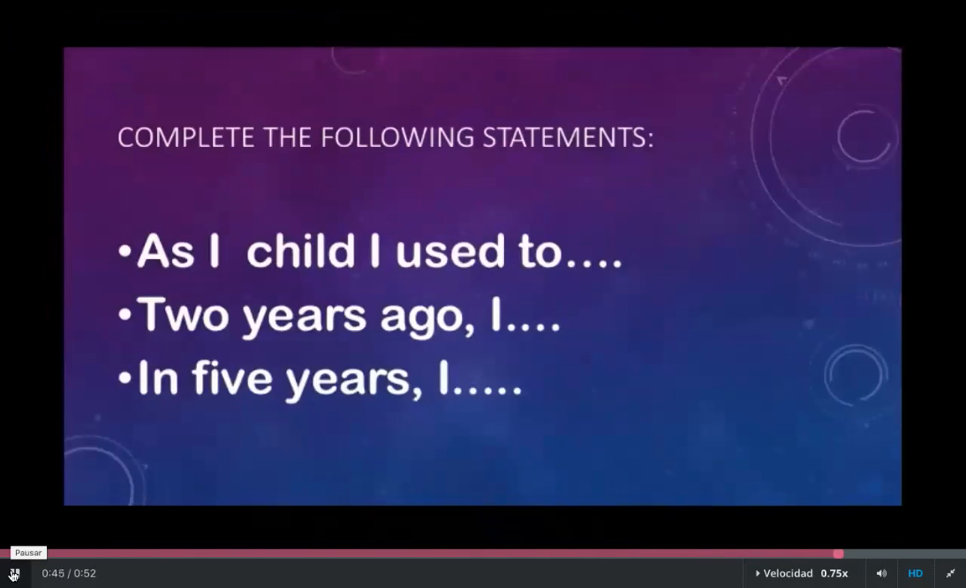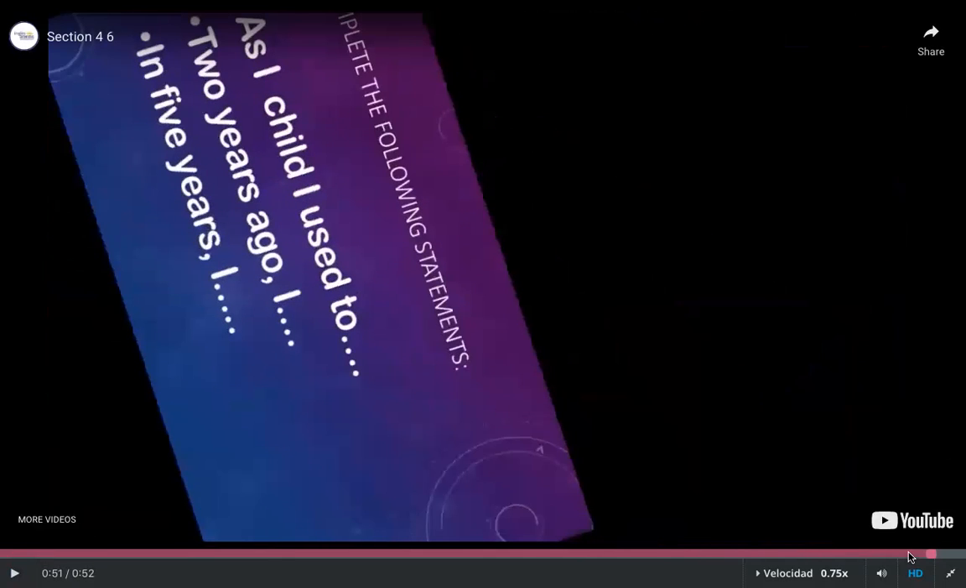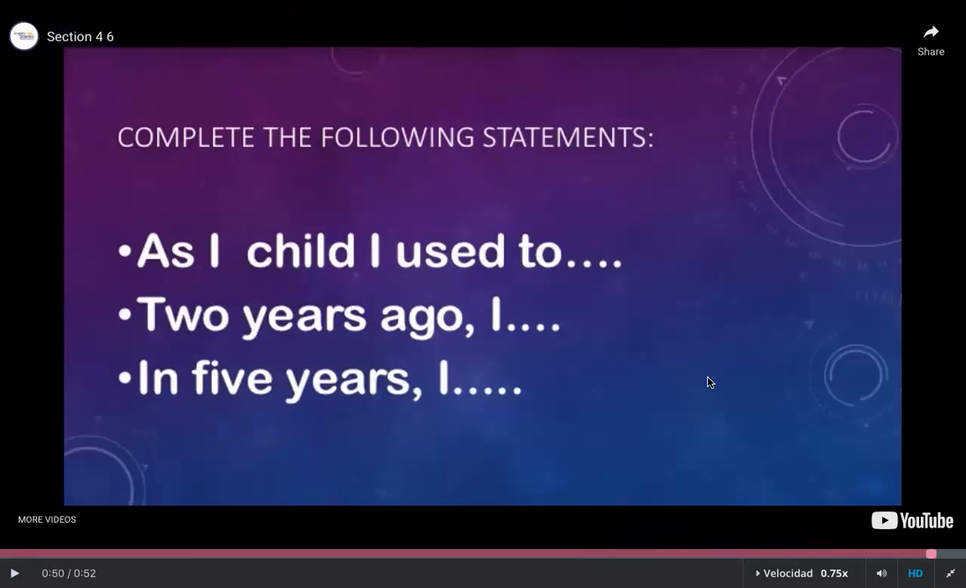As a child, I used to. 2 years ago, I. In 5 years, I. Okay, let's complete the expressions. Try to imagine what would be the perfect complement to this. As a child, I used to, cuando niño, yo solía. Entonces ahí va a empezar con un verbo. El used to es una expresión como estaba acostumbrado a algo. And 2 years ago, I, hace 2 años yo, también ahí nos sigue un verbo, una acción que yo hice hace 2 años.